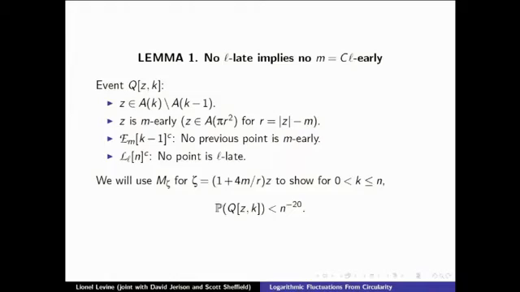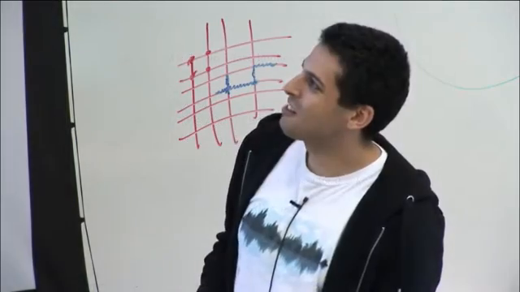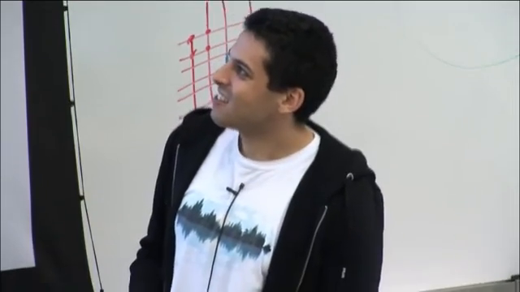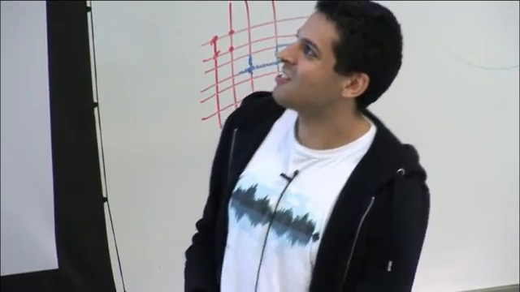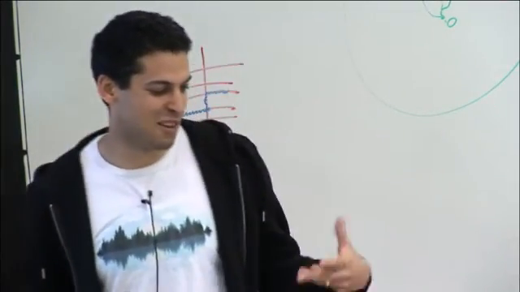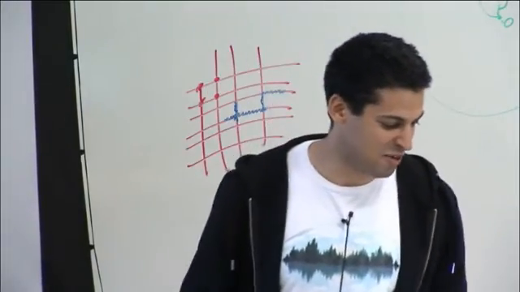Okay, so now we can see how the proof actually works. So we want to prove this lemma, which said that if there are no L late points, and M is like a large constant times L, then with high probability there are no M early points.